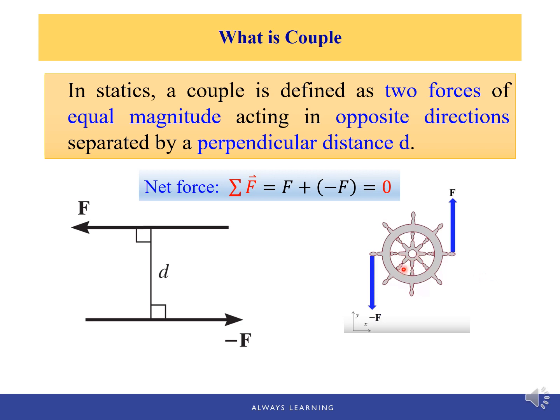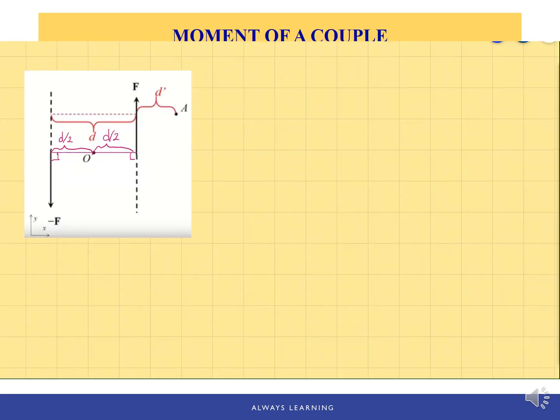Now let's take a look at the rotational motion caused by a couple. Let's find the total moment caused by this couple. This couple is composed of two forces, F and negative F, so we're going to do the calculation for force F and force negative F separately. First, let's take a look at the moment about point O. This point O is located in the middle of the two forces, which are separated by a distance d. So the distance from point O to each force is d over 2.